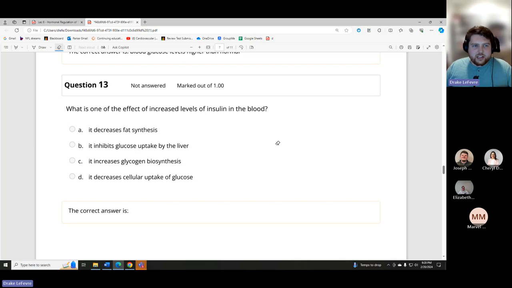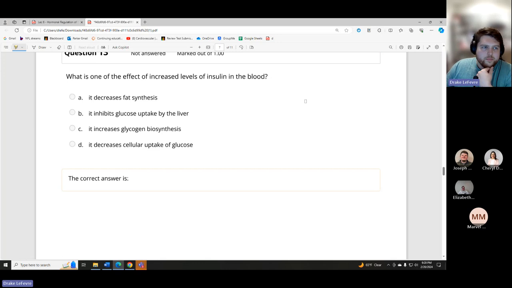What is one of the effects of increased levels of insulin in the blood? So we have more insulin in the blood. It decreases fatty synthesis. It inhibits glucose uptake by the liver. It increases glycogen biosynthesis. It decreases cellular uptake of glucose. Increase glycogen biosynthesis. Perfect.